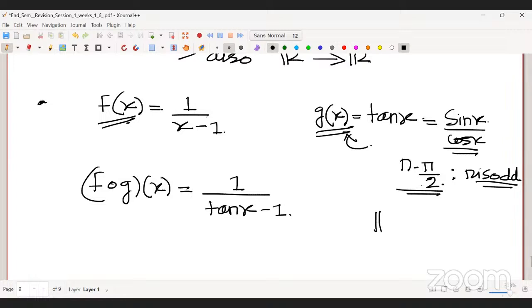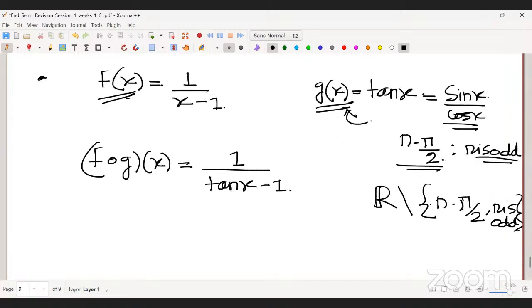So first I need to remove all the points which are not in the domain of g of x. So I need to subtract all the points of the form n times pi by 2, where n is odd, right? Next, I need to remove all the points which are not in the domain of f of x, right? So which point is not in the domain of f of x? Positive 1.